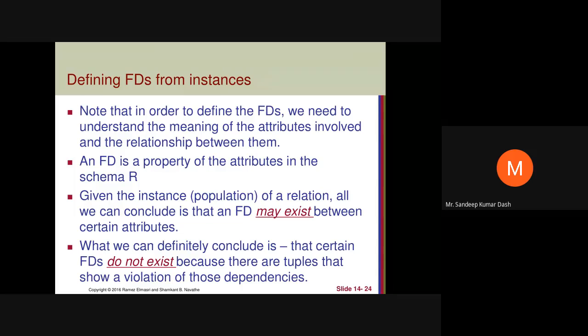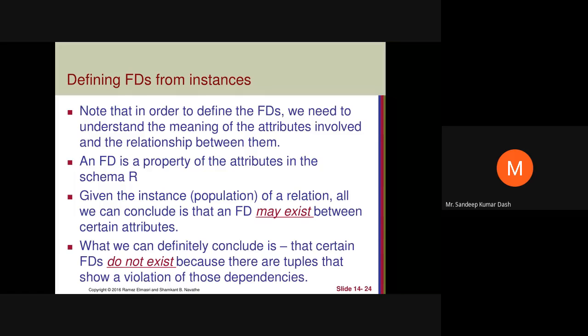So an FD is a property of the attributes in the schema R. Given the instance of a relation, all we can conclude is that an FD may exist between certain attributes. It may exist or may not exist, because there may be some data which will violate it. Even one row can negate the whole functional dependency concept among two attributes.